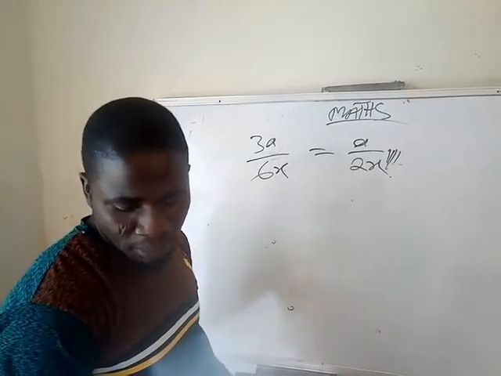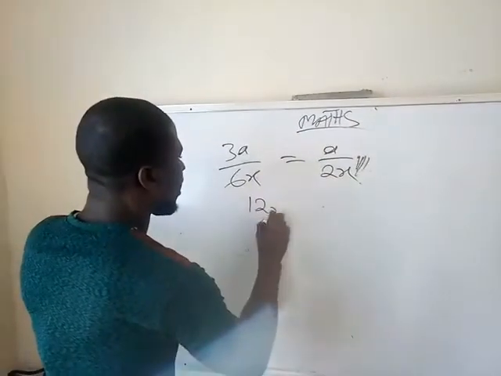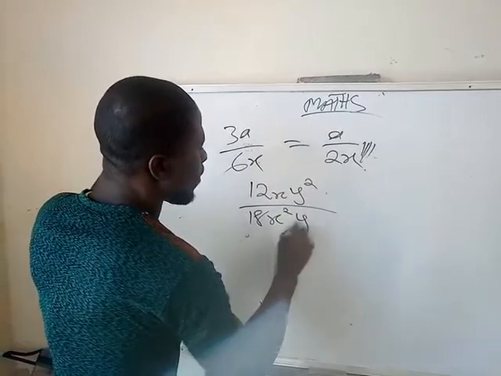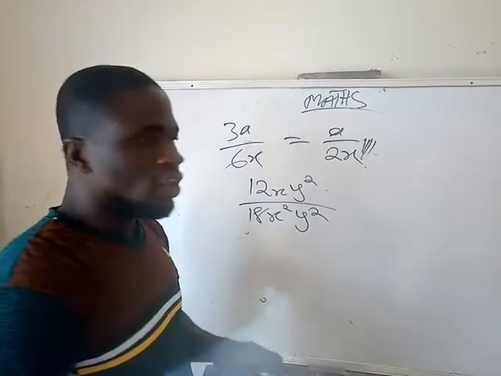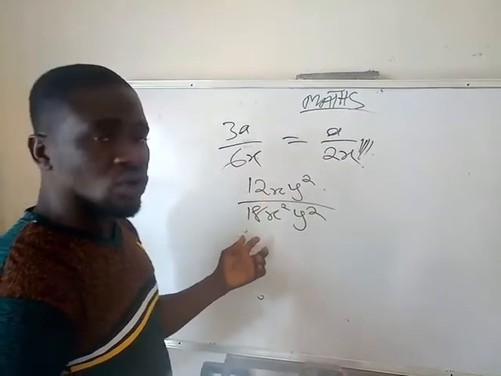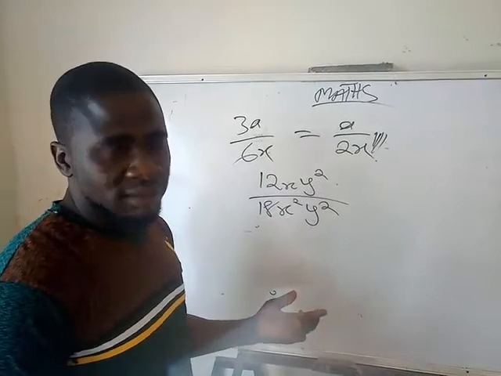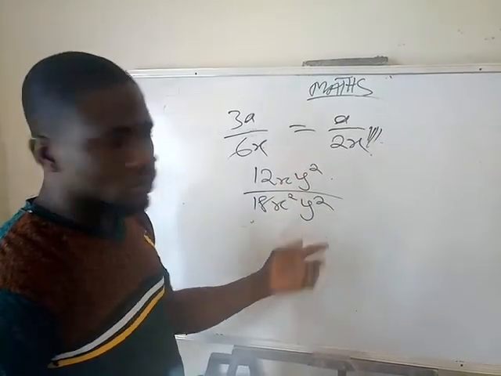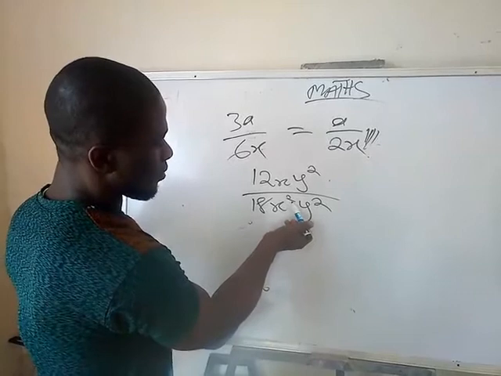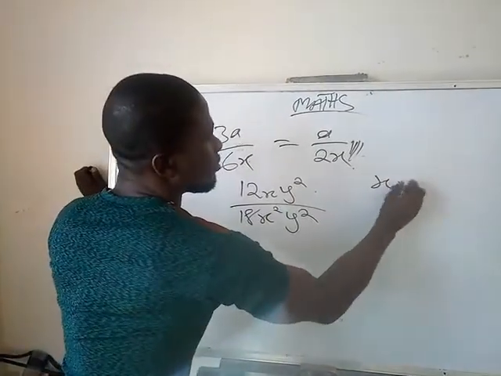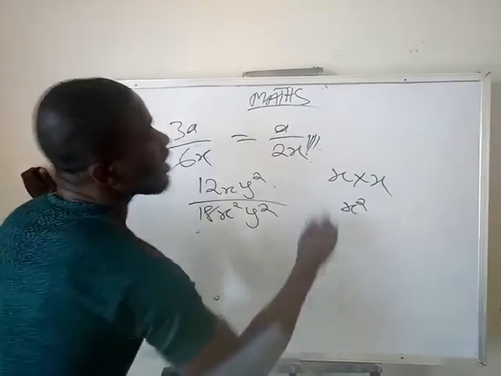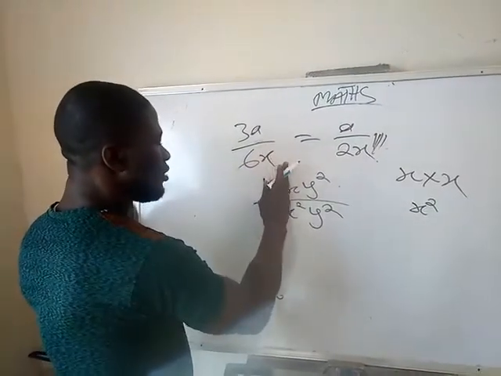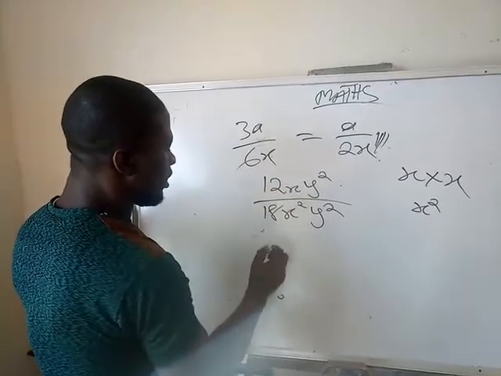So let's solve another example. If you are given 12xy squared over 18x squared y squared, the only thing you will ask yourself is, what can go into 12 and go into 18? The highest number that can do that is 6. x can divide x, y squared can cancel y squared. But in this case we have x squared. Since we have x squared, it's actually x times x. So 6 can go into this place. 12 divided by 6 will give us 2.